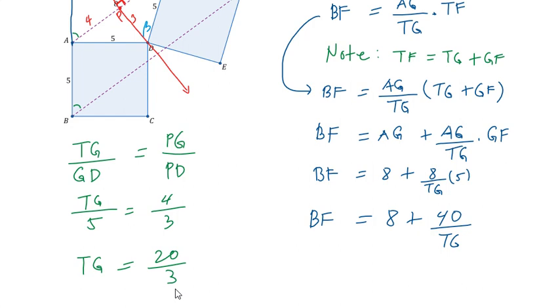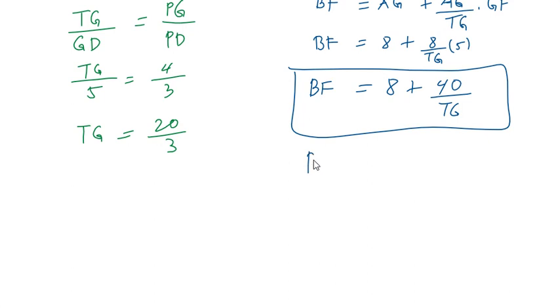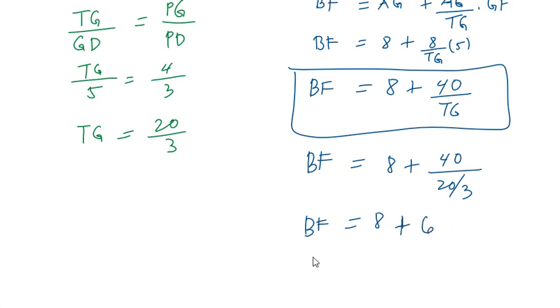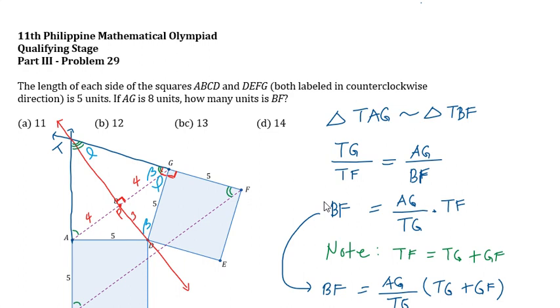Now, let us replace TG in this equation with 20 over 3 to find BF. BF equals 8 plus 40 divided by 20 over 3. Now, BF equals 8 plus 6. So BF must be equal to 14 units. Our final answer is 14 units, and that is letter D.